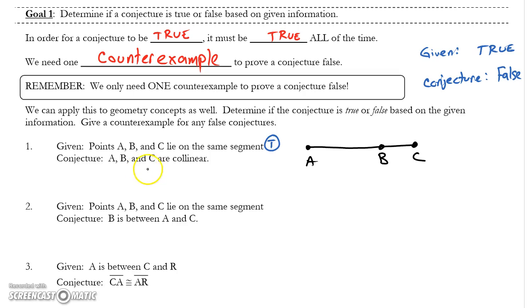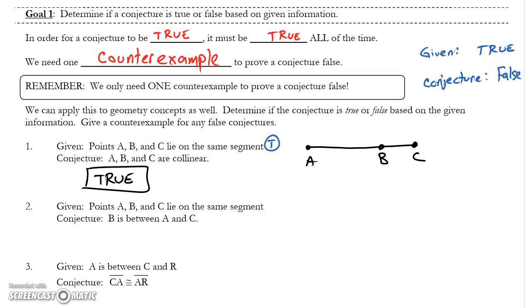But then see if we can figure out, is there any possible way that this conjecture is false? In this case, there's nothing. So we would state that this is a true conjecture and a true statement.